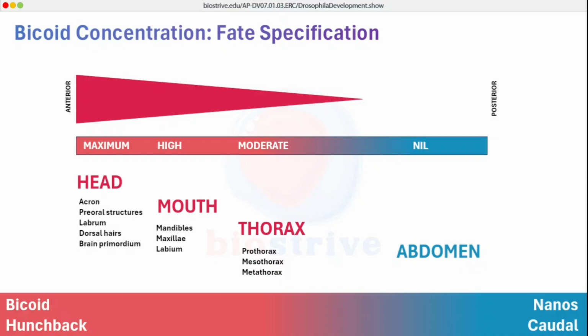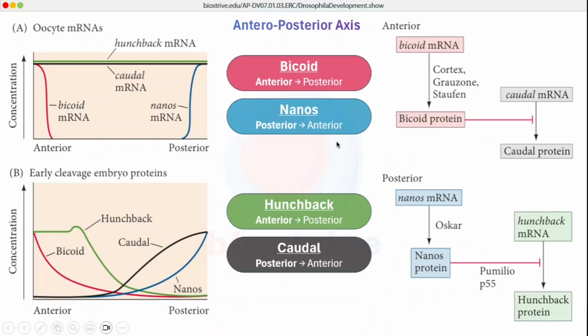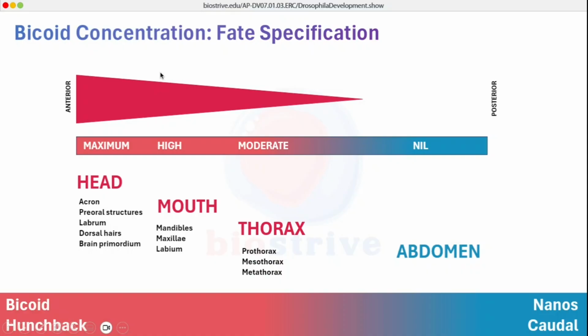Which region will become head, which region will become mouth parts, which region will give you the thorax. It will depend on the concentration of bicoid. Maximum concentration will be at the very extremity of this anterior region. As you can see, maximum concentration is in this portion only, the extremity of the anterior region. So this extremity, where there is maximum concentration of bicoid, will give rise to the head. It will also give rise to acron, preoral structures, labrum, some dorsal hairs, brain primordium.